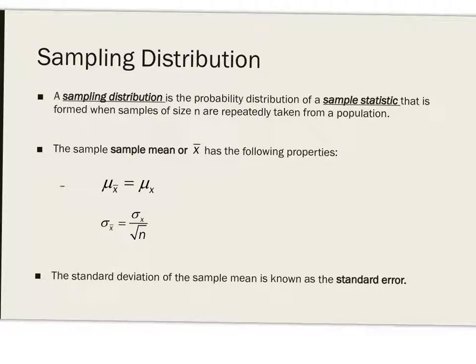This video will discuss sampling distributions. Sampling distributions will lead us to inference. A sampling distribution is the probability distribution of a sample statistic that is formed when samples of size n are repeatedly taken from the population.